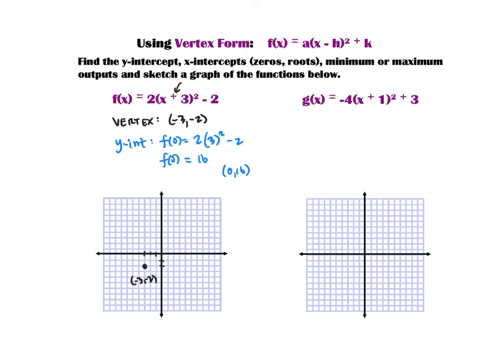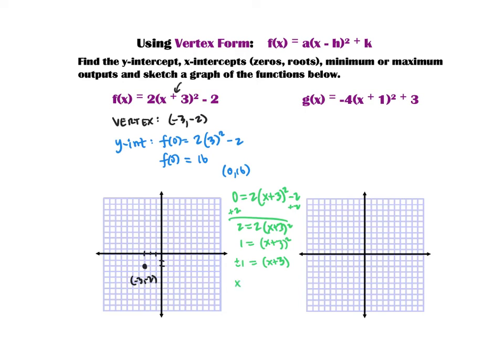Okay, our x-intercepts, how would we find those? Well, what I would do is figure out where this equals 0. So that means I would add 2. So I get 2 equals 2 times x plus 3 squared. Divide by 2, so that means 1 equals x plus 3 squared. Then I would take the square root, which would get me plus or minus 1 is equal to x plus 3. And then I would subtract 3.